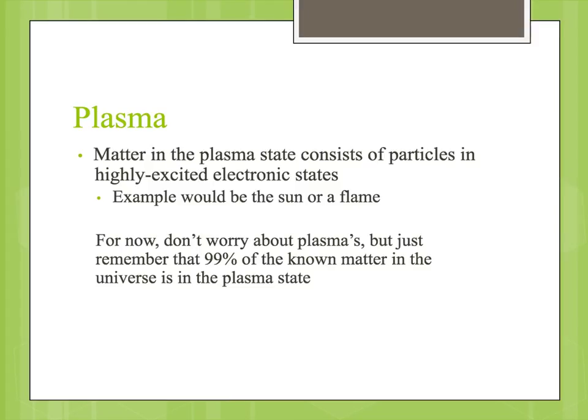Plasma is where we start talking about things in this highly excited electron state. We'll talk about this when we do electron configuration, and you'll find out what it means for an electron to be excited. But just know that plasma is the fourth state of matter. About 99% of the known world is made up of plasma, but we're not going to do anything with it in class. So basically, we're going to focus on the 1%. Sorry, guys. An example of plasma would be the sun or a flame.